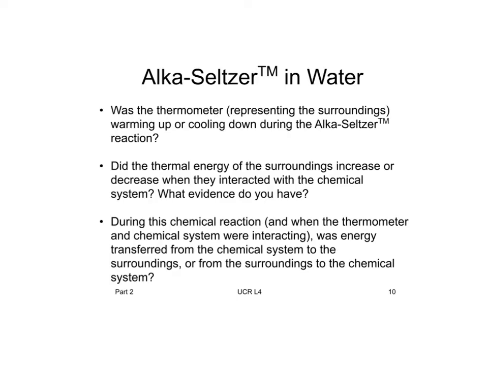During this chemical reaction, and when the thermometer and chemical system are interacting, was the energy transferred from the chemical system to the surroundings, or from the surroundings to the chemical system? So which was the giver and which was the receiver in our reaction?